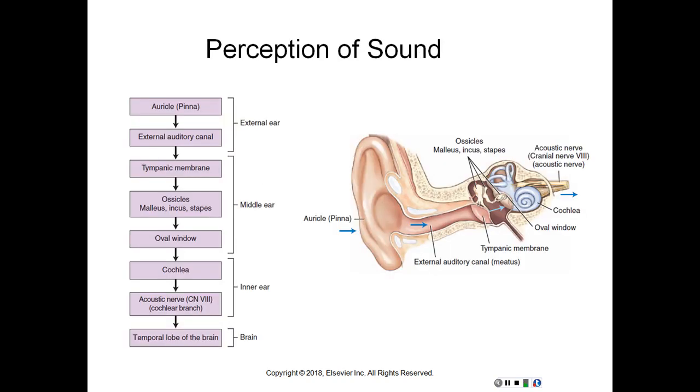And so here is basically the flow of sound or perception of sound. It begins, of course, in the external ear with the auricle or pinna, then it goes to the external auditory canal, then it goes into the middle ear, which is the tympanic membrane, and then the ossicles, malleus, incus, and stapes, and then the oval window, and then it goes into the inner ear, which is the cochlea and acoustic nerve, and then finally into the brain.